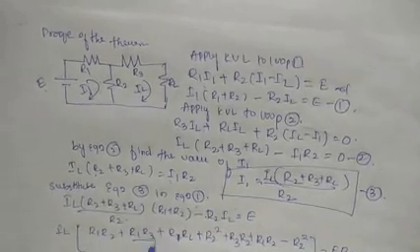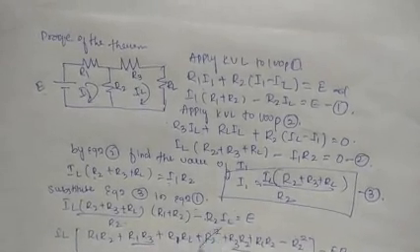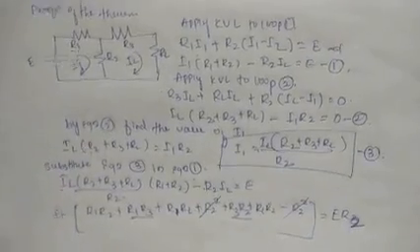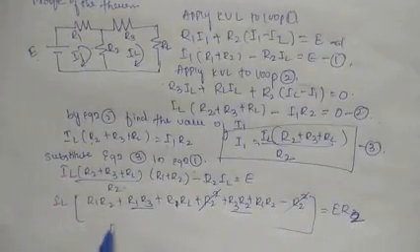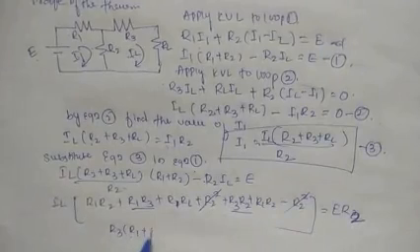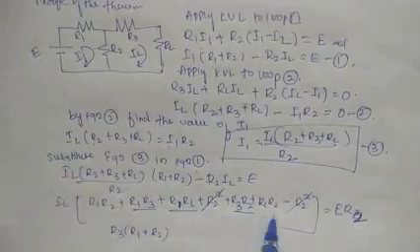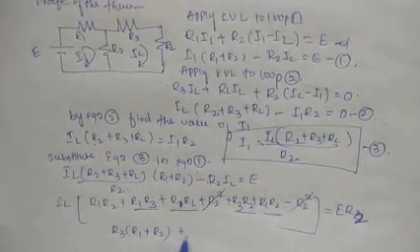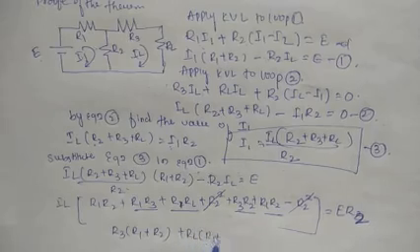Now we go on dividing. This R3 and this R3, this R2 gets cancelled. R3 common, R1 plus R2. This RL and this RL make common, R1 plus R2.